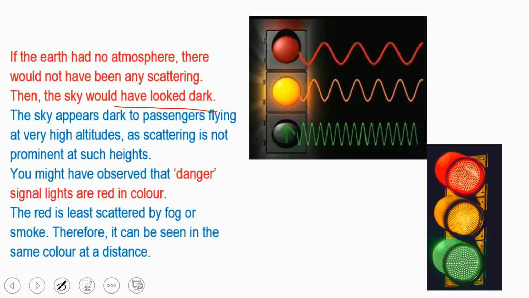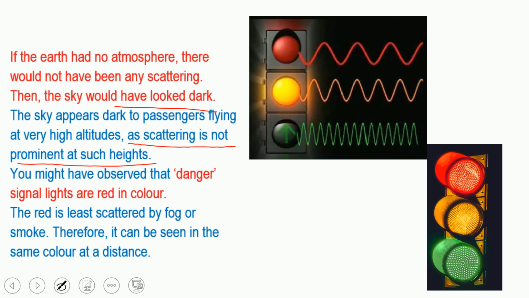Now, the sky appears dark to passengers flying at very high altitude. If the plane is passing at a very high altitude, then for the passengers it will look dark, as the scattering is not prominent at such heights. Understand? Because at higher heights there are very few gas molecules, the scattering is not prominent, so they see that the surroundings are dark.